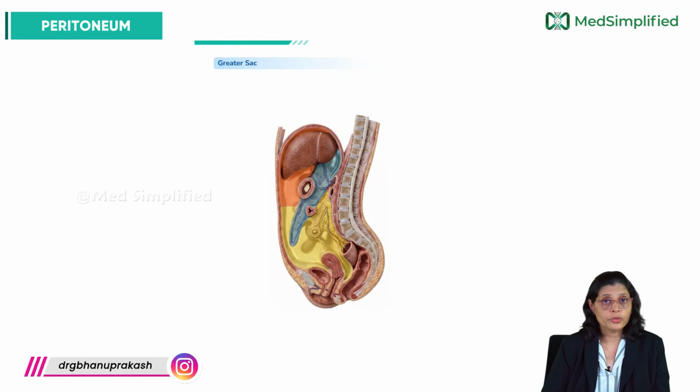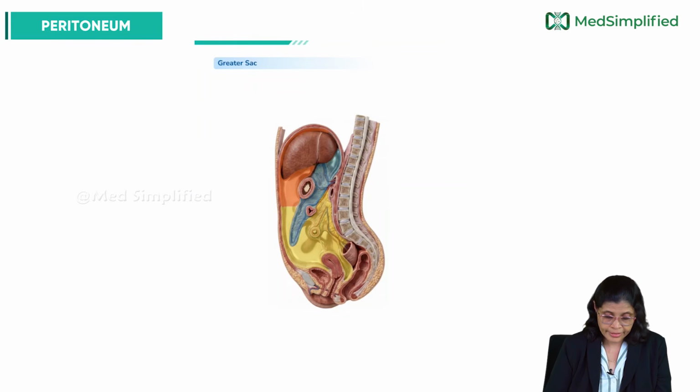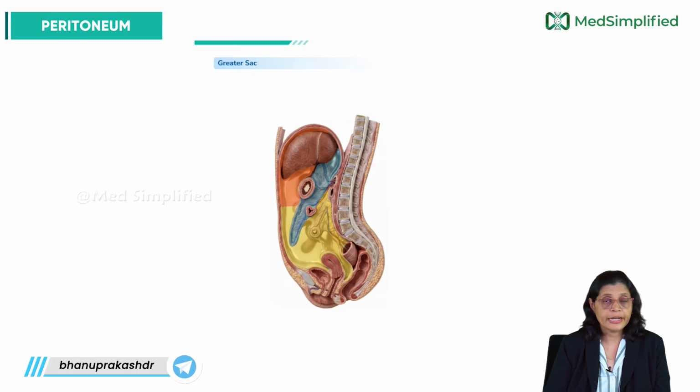Now let's move on to the subdivisions. The peritoneum is divided into two cavities, the greater and the lesser sac. We have the greater sac here and the lesser sac behind. First we'll study the greater sac. The greater sac is the main part of the peritoneal cavity, into which all the peritoneal organs protrude.